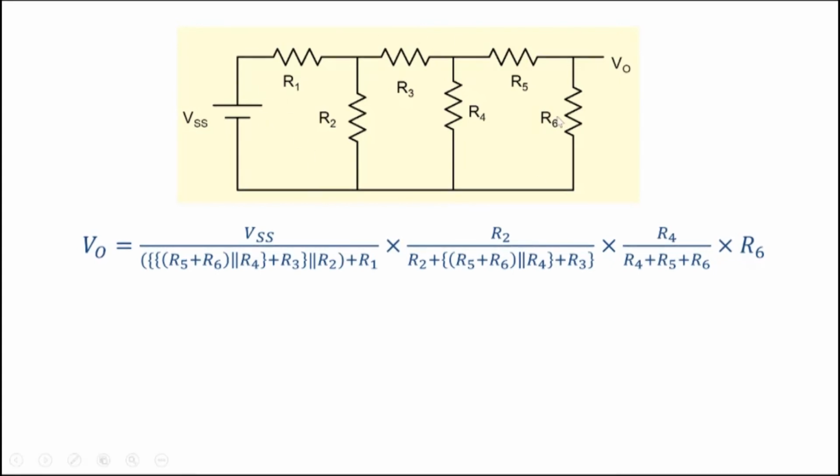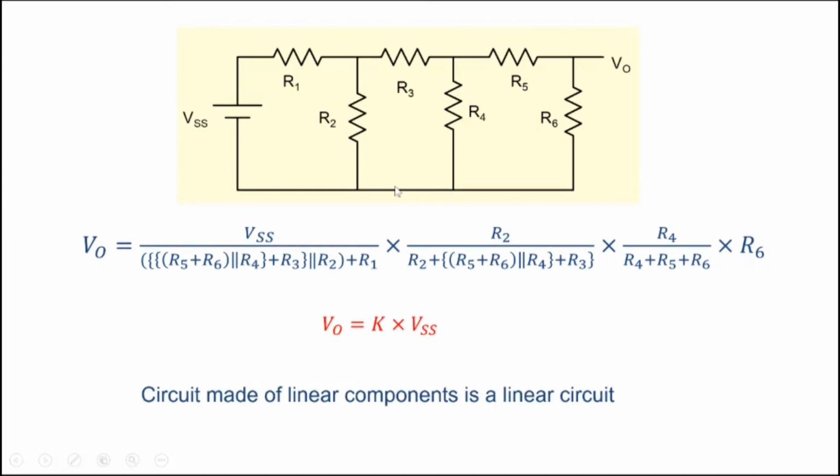The circuit is given over here, and note, if you look at the expression, yes, it's complicated, but its dependence on VSS is straightforward. In fact, we can write the whole thing as V0 is K times VSS. And the reason why we can write it in this simple form is that our circuit is made up of linear components. The resistor is a linear element. Mathematically, the relationship is linear.